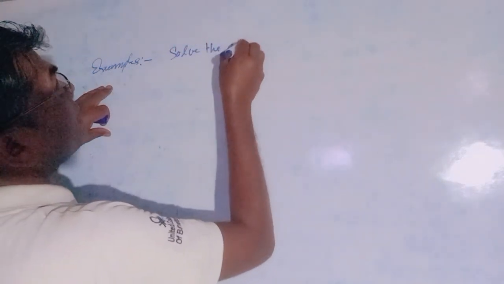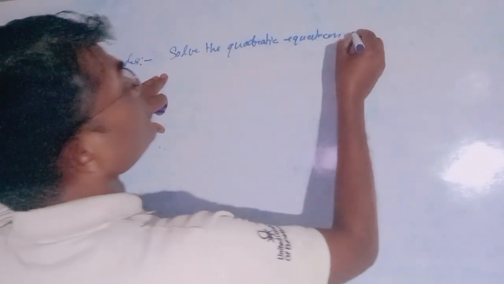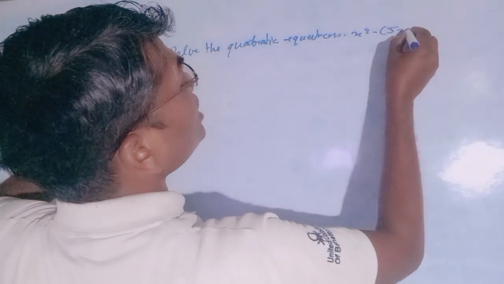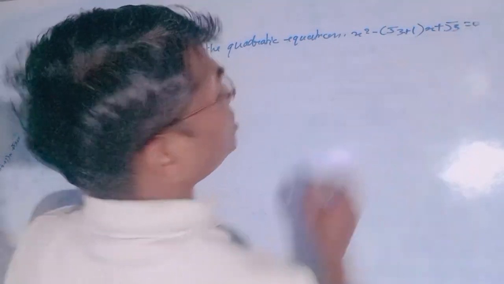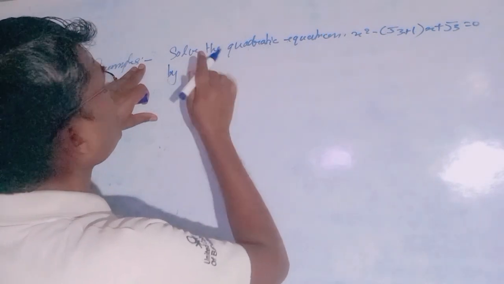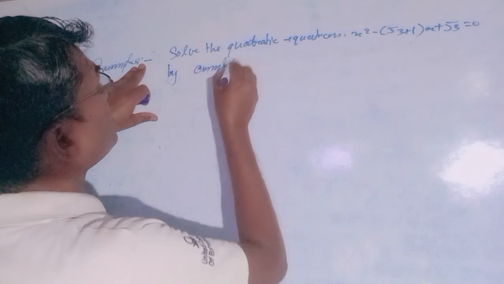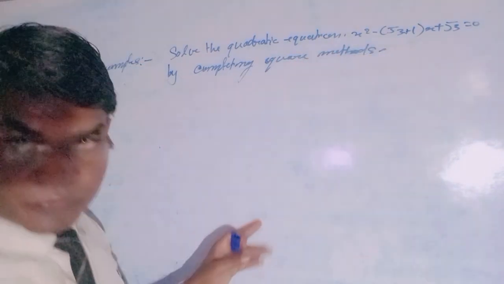Okay, let's start. Here is the example. Solve the quadratic equation x square minus (root 3 plus 1) into x plus root 3 is equal to 0 by the completing the square method. We have to use the completing the square method.